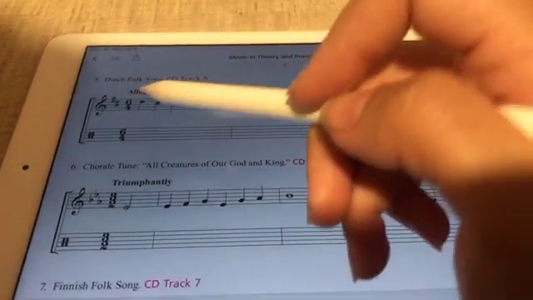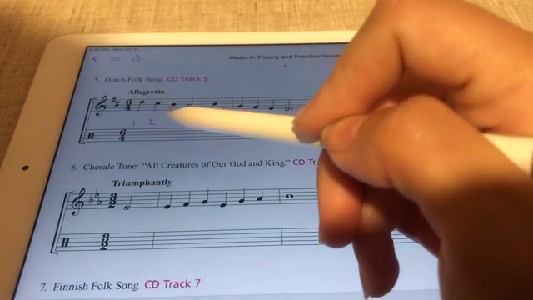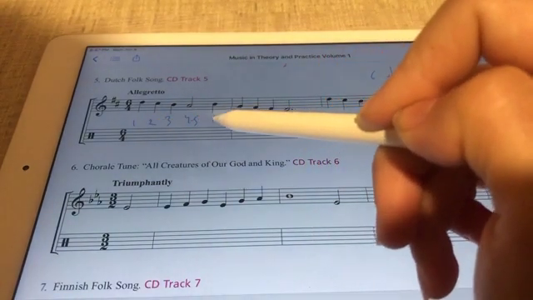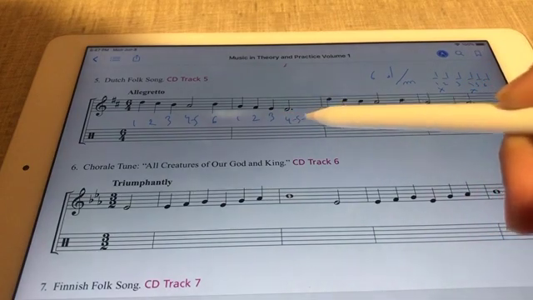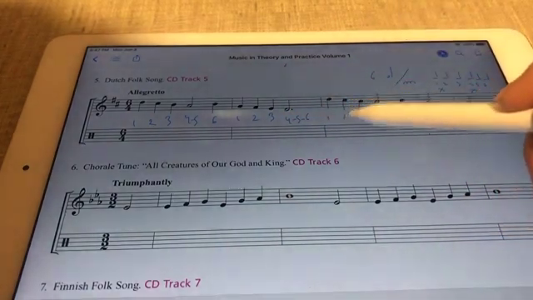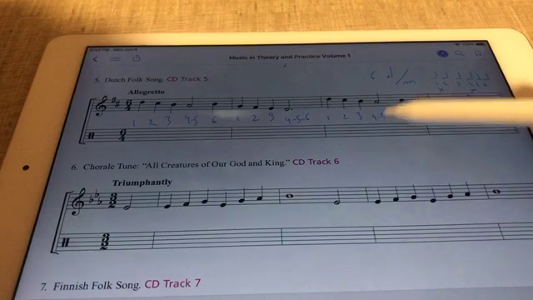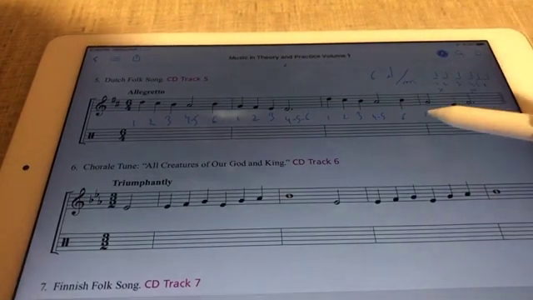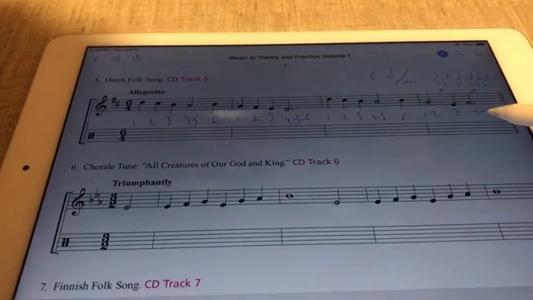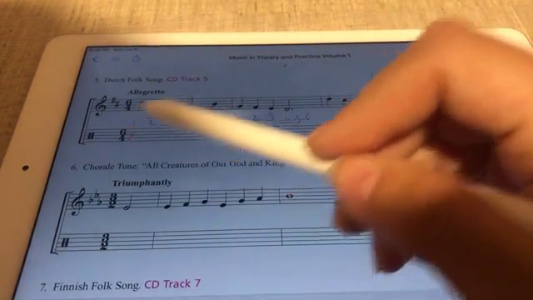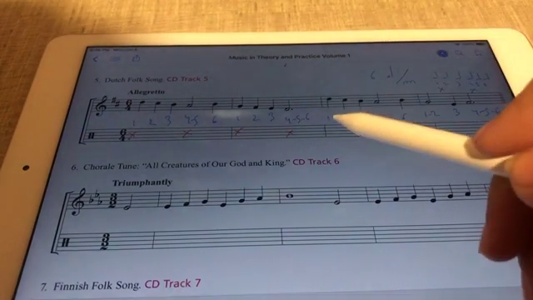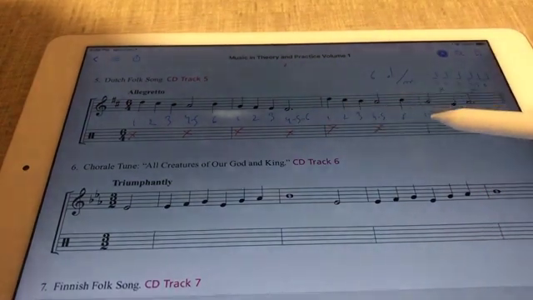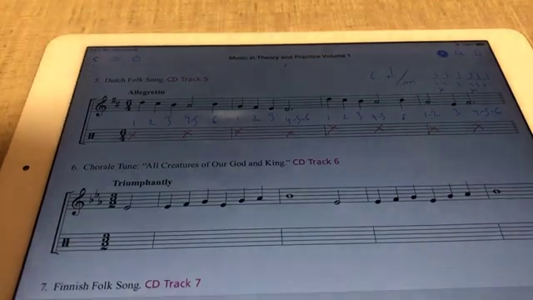So if I want to count, I would have here 1, 2, 3, 4, 5, 6. 1, 2, 3, 4, 5, 6. And again, my accents would be on 1, 4, 1, 4, 1, 4, 1, 4, every 3.